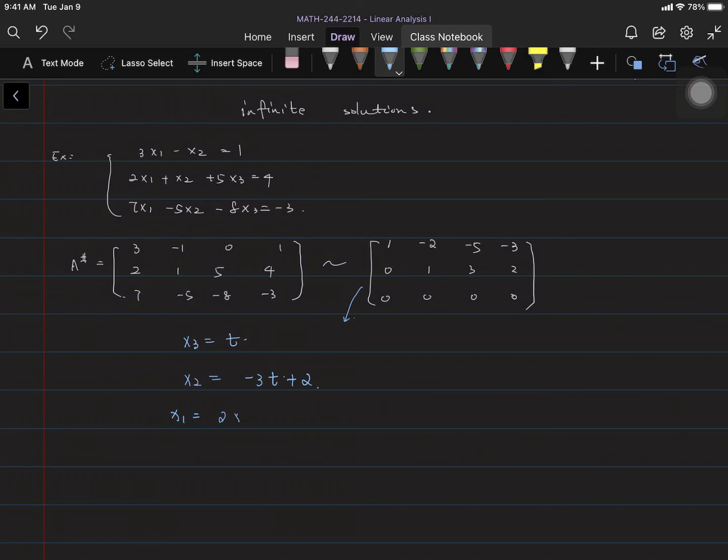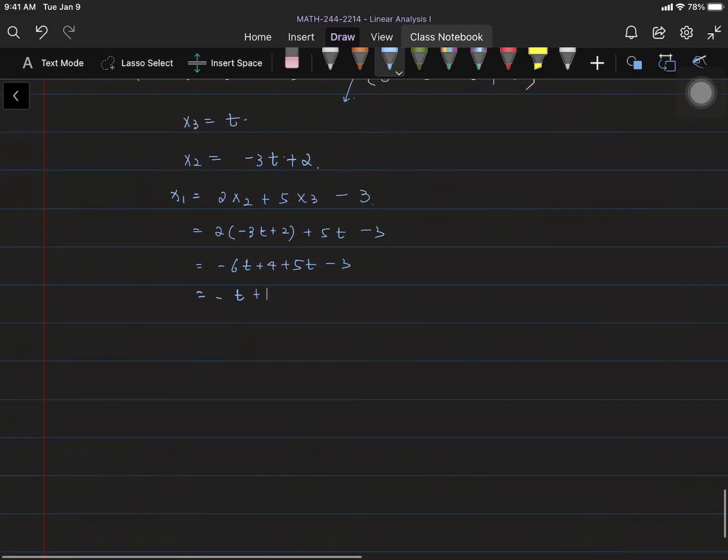And then plug into x1. x1 equals 2x2 plus 5x3 minus 3. For those two terms, we change the sign because they move to the right side of the equation. But for the -3, it's already on the right side, so we don't change the sign. Be careful. Just look at it as one equation. And now plug in x2 and x3. So 2 times x2, 5t minus 3, simplify. It should be -t plus 1.